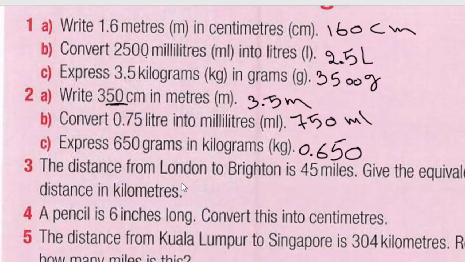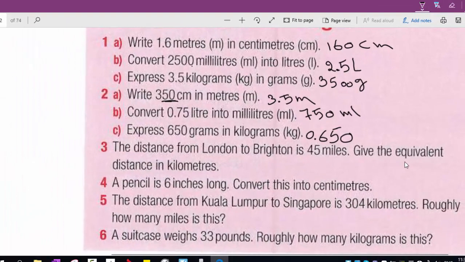The distance from London to Brighton is 45 miles. Give the equivalent distance in kilometers. Actually, there are 2 ways to convert miles to kilometers. The first way, we can simply multiply 45 by 1.6, because 1 mile is nearly 1.6 kilometers. So 45 times 1.6 gives 72 kilometers.